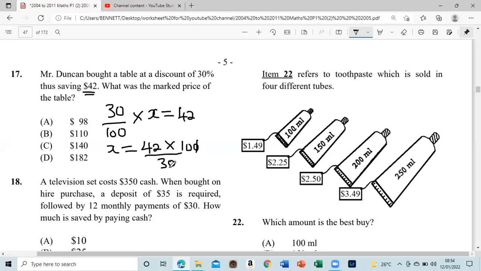3 into 3 is 1. 3 into this goes 1 time, left 1. Change that, goes 14, so 14 times 10 would be $140.